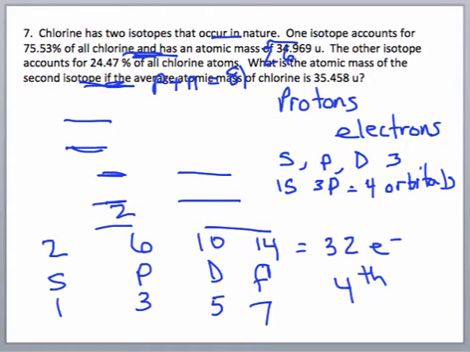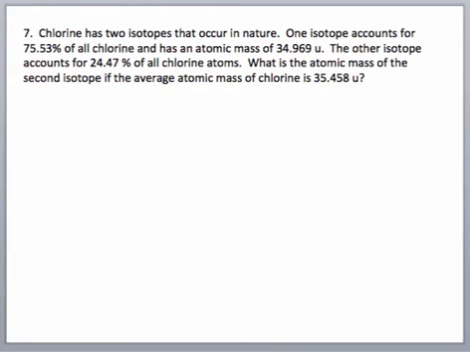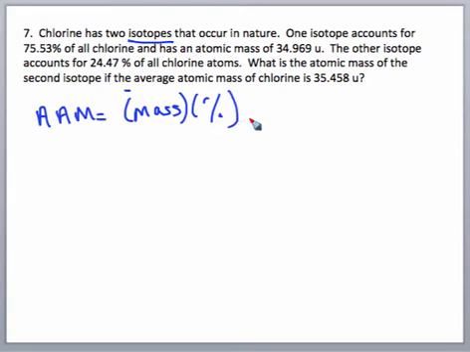Let me clear some space here. Alright, chlorine has 2 isotopes that occur in nature, and what we're going to be doing is calculating the mass of one of those isotopes. So the formula for average atomic mass is equal to the mass of an isotope times its percentage plus the mass of the isotope plus its percentage, etc.